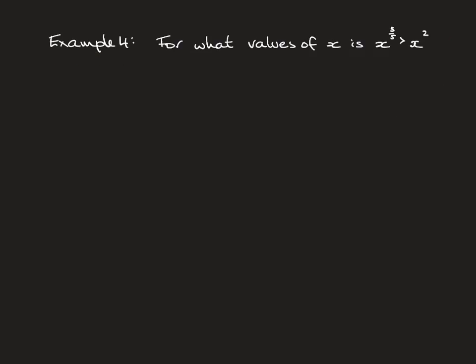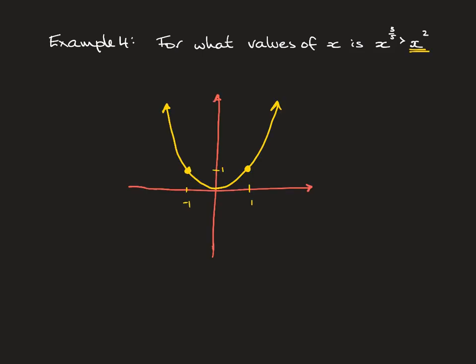For this last example, we're going to be comparing the size of the y values for two particular functions. So for what values of x is x to the 3/5 greater than x squared? So what we're going to do is we're going to graph both of these functions on the same graph. And I've gone ahead and drawn our x squared graph for us already. So the second graph we have to draw is our graph with a fractional power. So the overall power itself is less than 1, so we have a root-shaped graph.